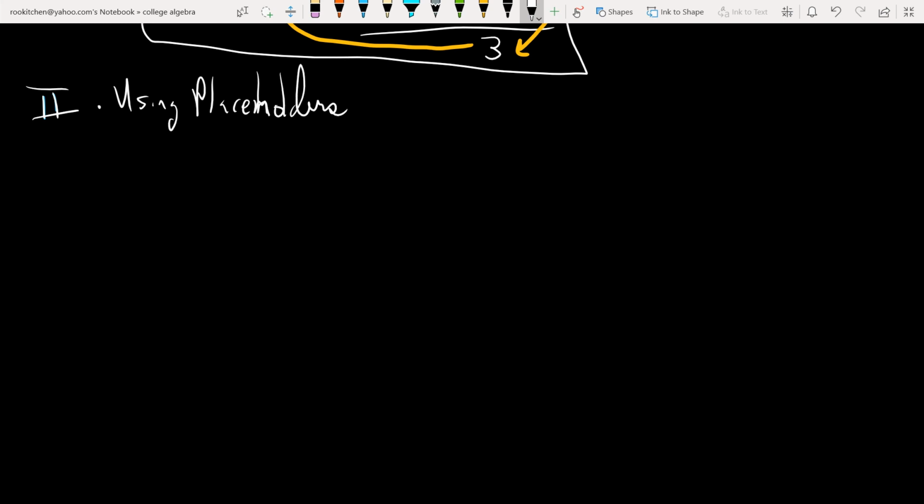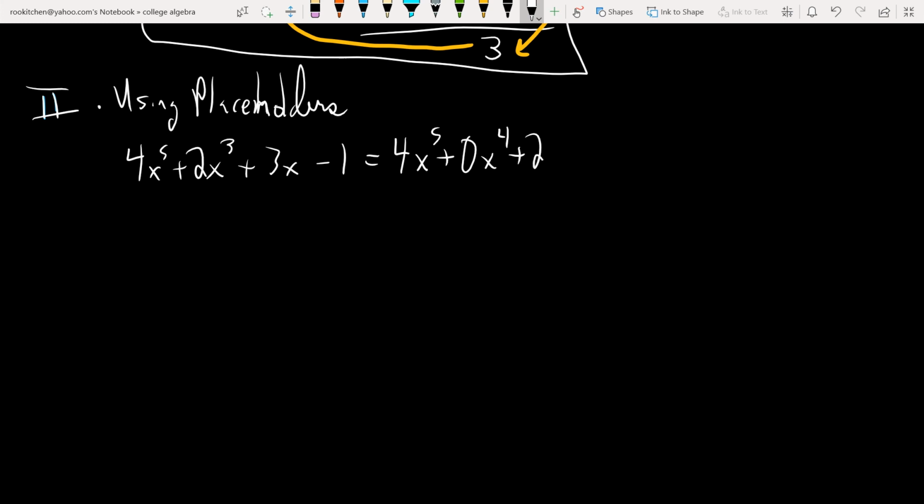In particular, if you have something like 4x to the 5th plus 2x cubed plus 3x minus 1, you could rewrite it using placeholders. So 4x to the 5th, you want to represent every one of the exponents. So 0x to the 4th plus 2x cubed plus 0x squared plus 3x, and then minus 1. So the placeholders will help you line things up. It's usually not necessary to write them.